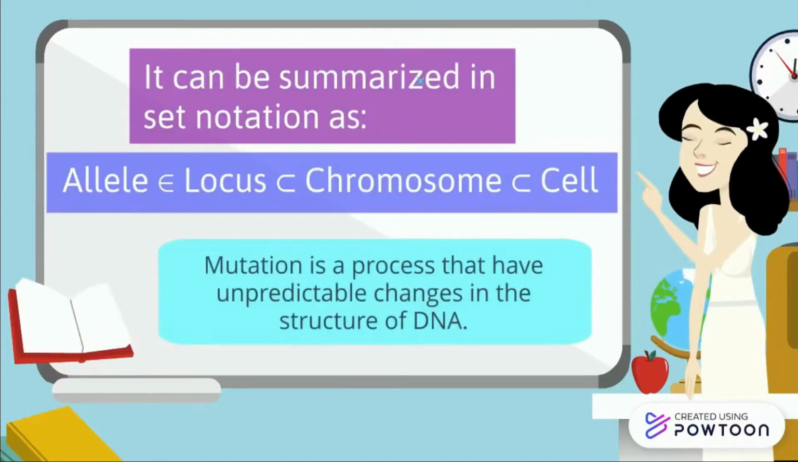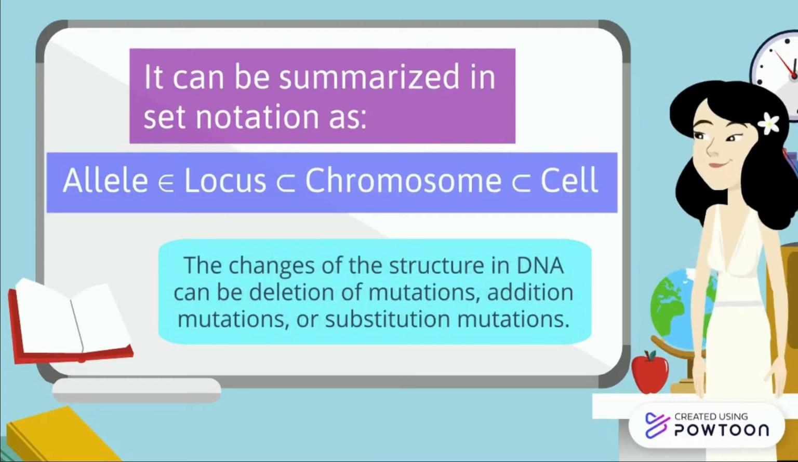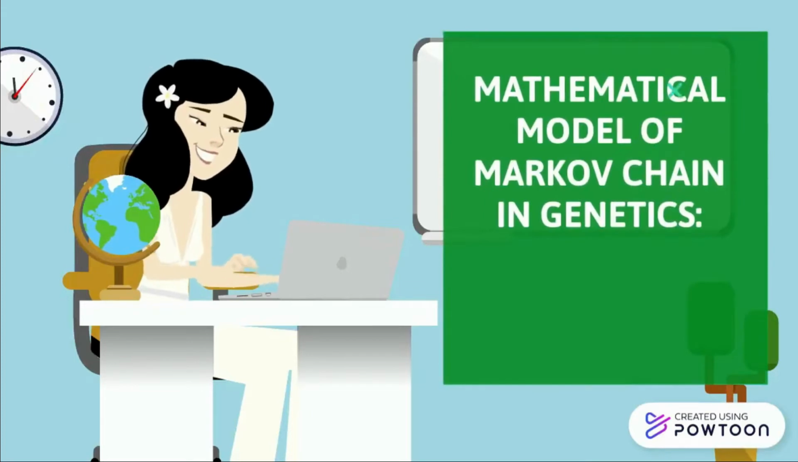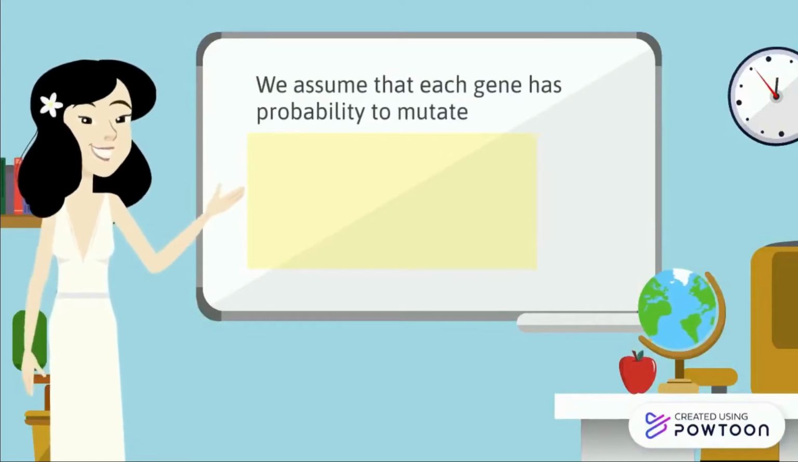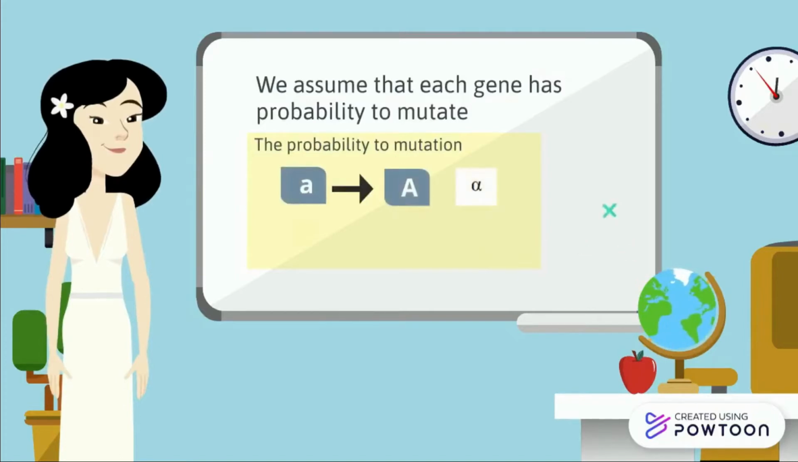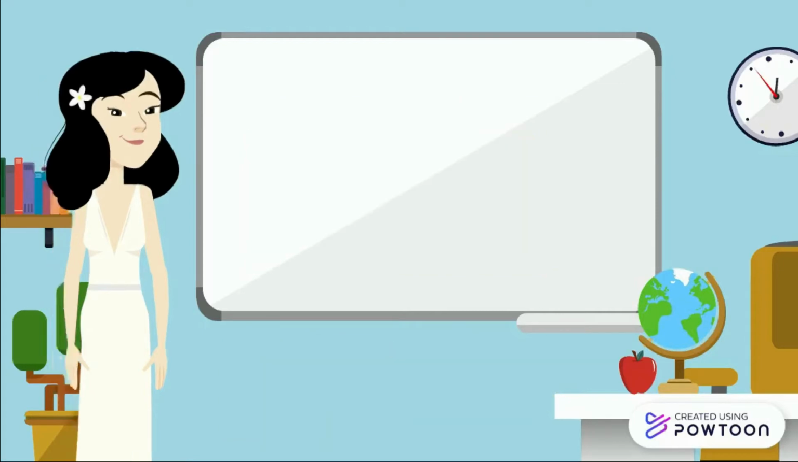Mutation is a process of unpredictable changes in the structure of DNA. The changes in DNA structure can be deletion mutation, addition mutation, or substitution mutation. So, in the mathematical model of Markov chains in genetics, there is a mutation process. We assume that each gene has a probability to mutate. For each gene, the mutation from small a to capital A occurs with probability alpha, and from capital A to small a occurs with probability beta. Again, we assume that the composition of the next generation is determined by 2n independent binomial trials.